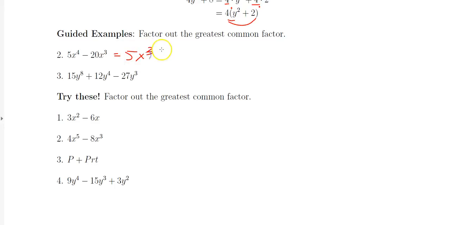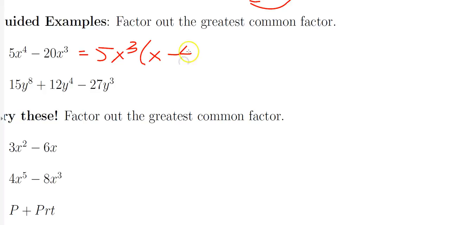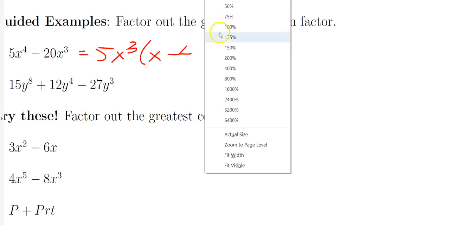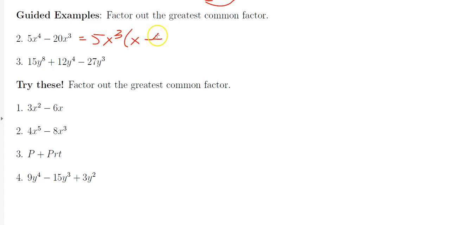cubed as the common factor. And 5x cubed has to be multiplied by x to get 5x to the fourth. And 5x cubed has to be multiplied by negative 4 so that we get negative 20x cubed. So if I multiply back, 5x to the fourth minus 20x cubed gives me the original polynomial back.